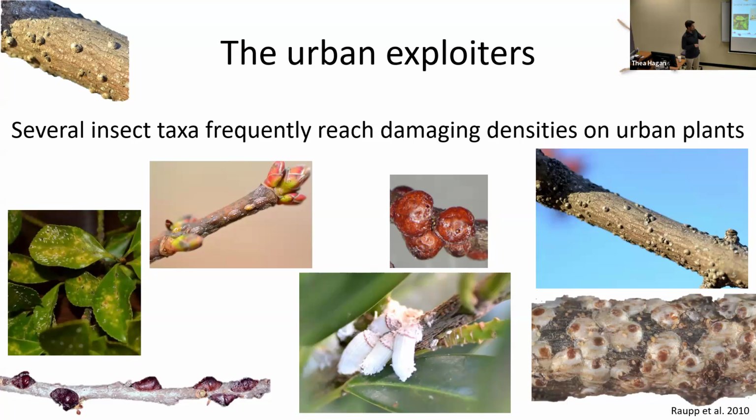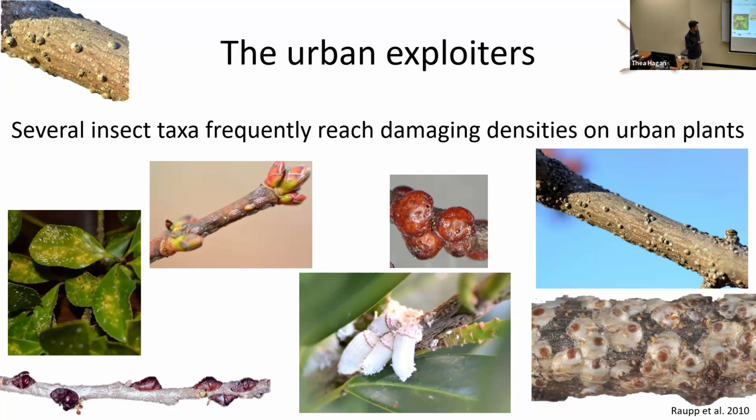And one reason they're not simple is because there's a lot of creatures that exploit urban conditions. When you put a plant in a city versus that plant in its natural habitat, the insects that live on that plant behave differently. And scale insects, which is what all these creatures are, are one of the best examples of insects that exploit urban ecosystems and become pests when they're on a plant in a city versus a plant in nature.